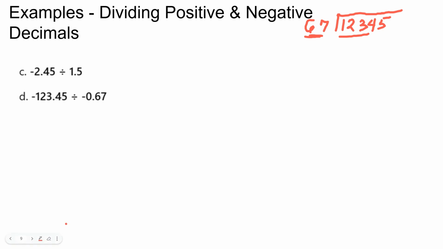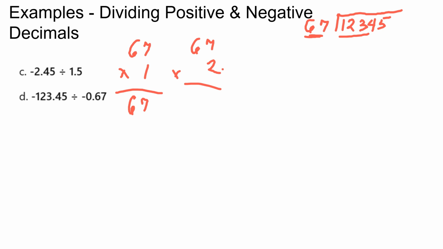Now, of course, we do estimated multiplication here. If I'm going to multiply 67 by 1, of course, I have 67. How about 67 times 2? 7 times 2 is 14, carry 1. So that will be 12 plus 1, 134.